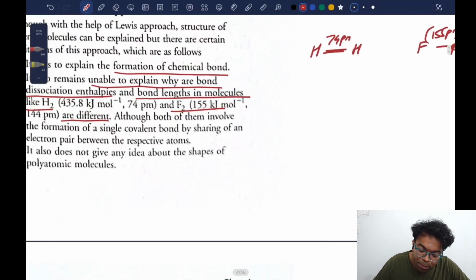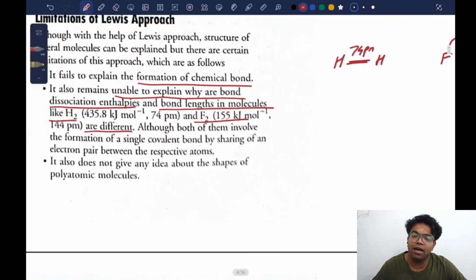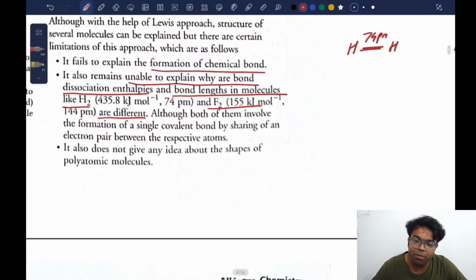Also, the bond dissociation enthalpy. What is bond dissociation enthalpy? It is the amount of energy required to break a bond. Why were these bond dissociation enthalpies so different, even though both the molecules have a single unique bond? Then why are they so different? Why is their length different? Why is the amount of energy to break these bonds different? It was not able to explain.